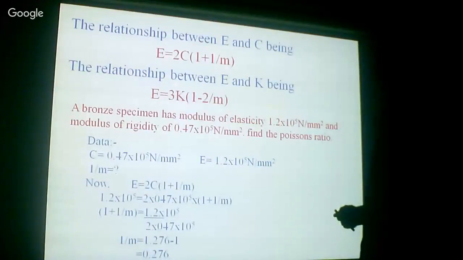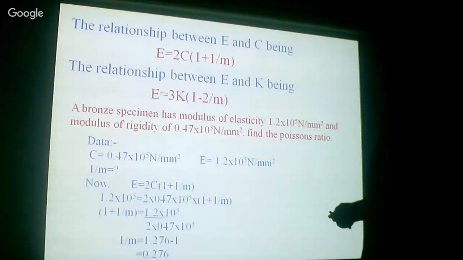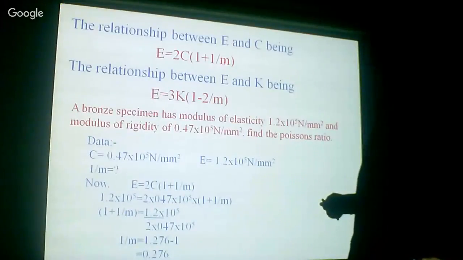Don't worry about the derivation, how it has come. When you go to a higher class, you can understand it much better. For our polytechnic level students, just know this relation: E is equal to 2 times the shear modulus multiplied by (1 plus 1 upon n), where 1 upon n is Poisson's ratio.